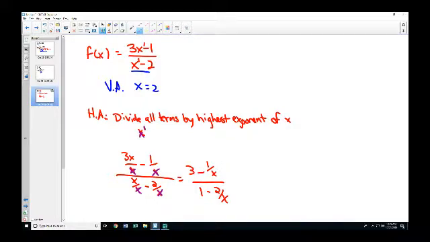Are you okay with that? It's something you've probably never seen before. You're like, what the heck is going on here? So this is just a method to calculate where the horizontal asymptote is. Is there another method? Yeah, sure. I'll show you the other way. Okay, so you've divided by the highest exponent of x, simplified. The horizontal asymptote is y equals 3. So just the two numbers that result, y equals 3 over 1, right?